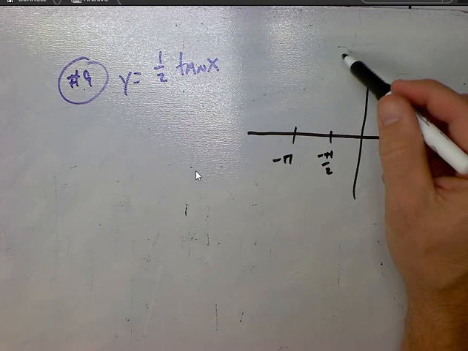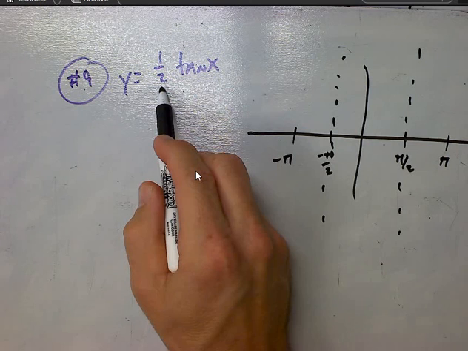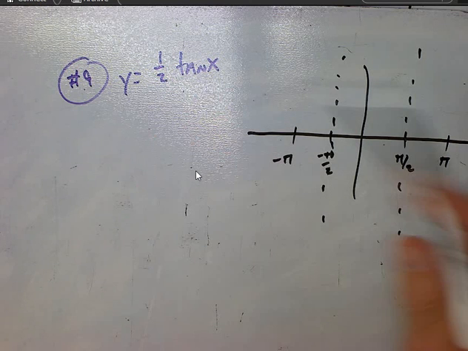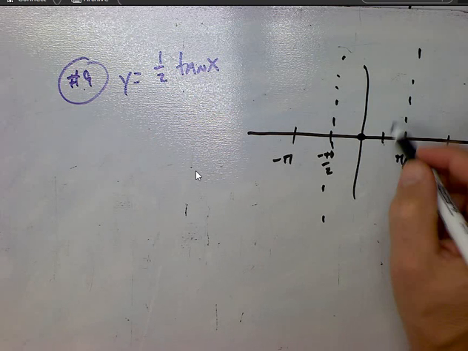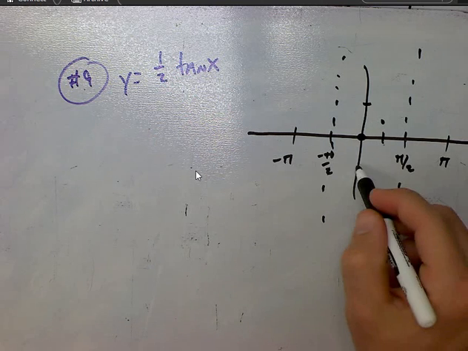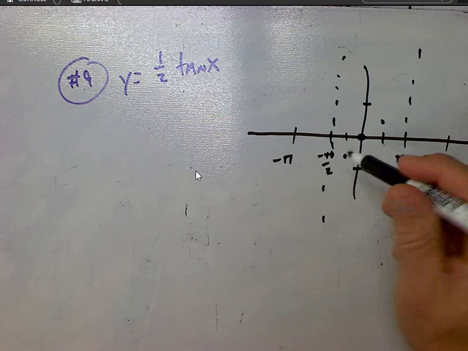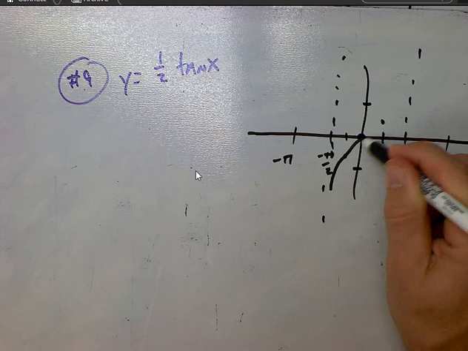There's nothing there that changes it. Remember, numbers out front just change the scale. So 0, 0 stays intact, but at 1/4 pi, instead of going to 1, it's going to go to 1/2. And at negative 1/4 pi, instead of going to negative 1, it's going to go to negative 1/2. And it's going to go like that.